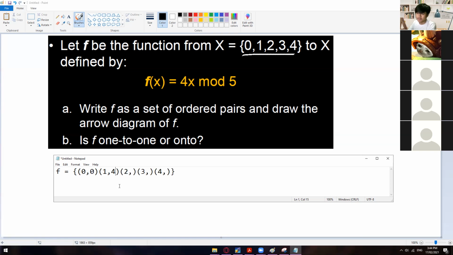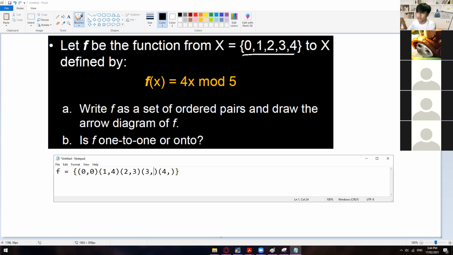4. Right, very good. How about if it's 2? So 4 times 2 is 8. 8 mod 5, what is the result? 3. Is that right, sir? 3. Yeah, that's correct.